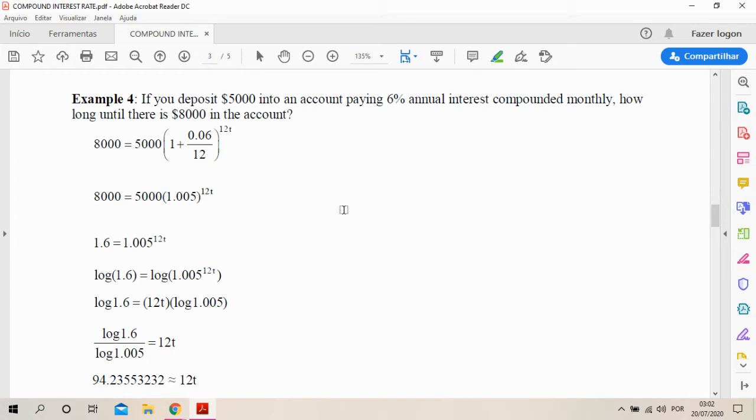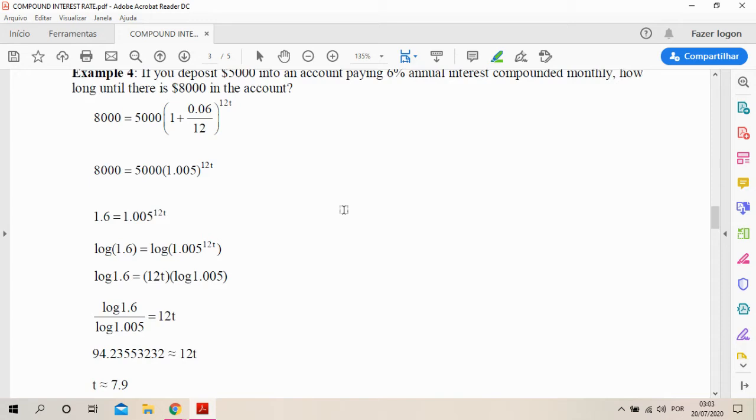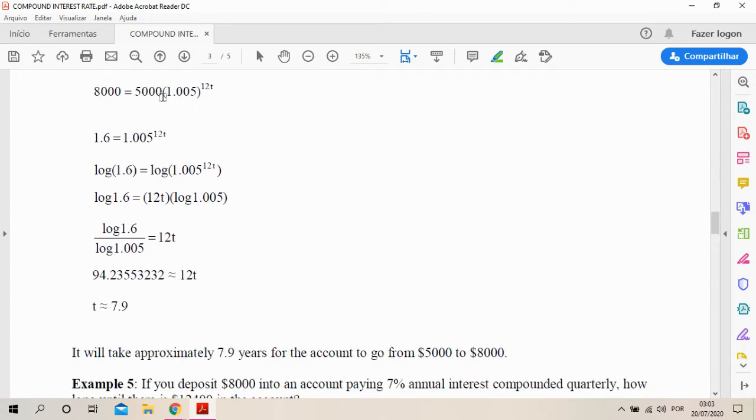Then $8,000 is equal to $5,000 multiplying 1.005 raised to the power of 12 times t. And if we divide $8,000 by $5,000, we get 1.6 equal to 1.005 raised to the power of 12 times t.